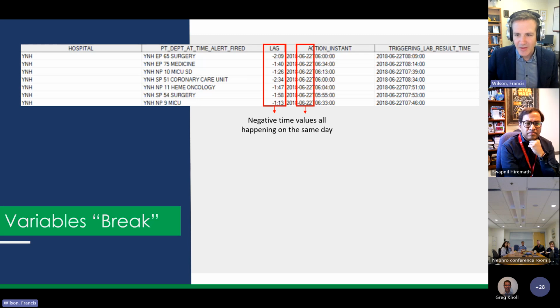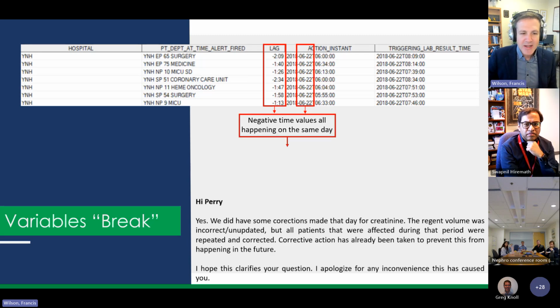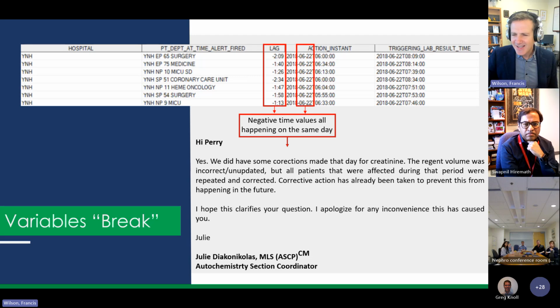So on a hunch, I emailed our clinical chemistry laboratory person, Julie, and I said, hey, did something happen with the creatinine assays on June 22nd? And she said, oh, yes, we had some corrections made that day for creatinine. The reagent volume was incorrect, but all the patients that were affected during that period were repeated and corrected, and corrective actions have been taken. It won't happen again, et cetera, right? So this is lab error. Of course, what happened is some people's creatinines got measured too high due to lab error.